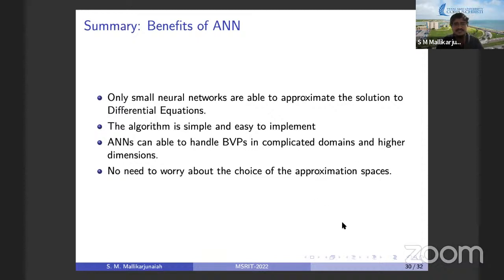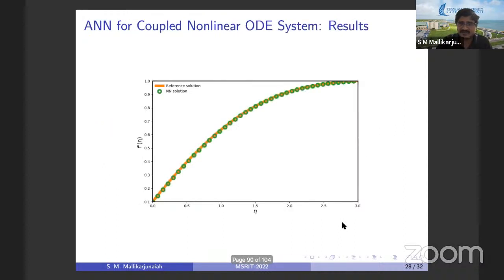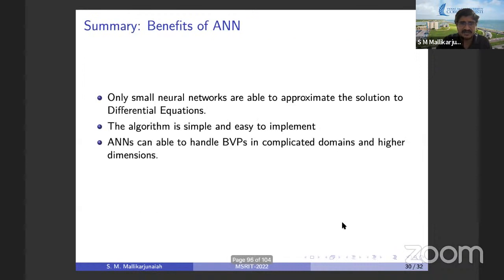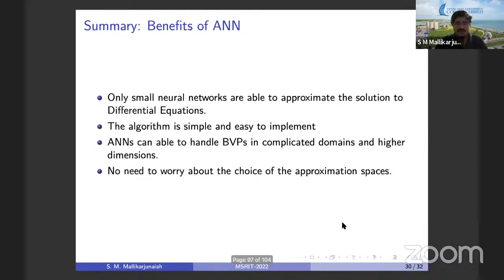Approximation spaces means, if you remember my previous talk, I gave a talk on the finite element method, and I did solving a Navier-Stokes kind of problem. Now for Navier-Stokes or a variant of Navier-Stokes kind of problem, when you want to approximate velocities and pressure, you need two different approximation spaces. That means creating shape functions is a headache. But here, all you do is create a loss function and minimize it. You do not need to worry about creating approximation spaces.